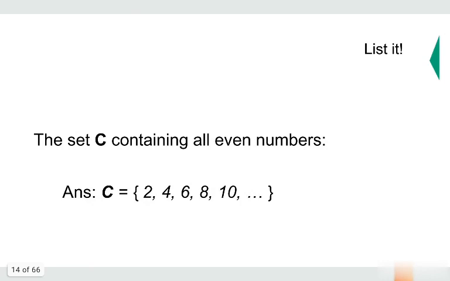Set C containing all even numbers. So we know what even numbers are, diba? 2, 4, 6, and 8, and 10. So we list it this way. We use the ellipsis because it's impossible to list all of them.